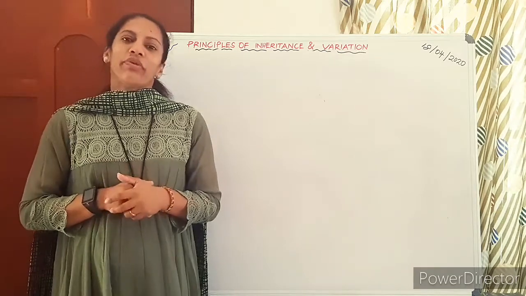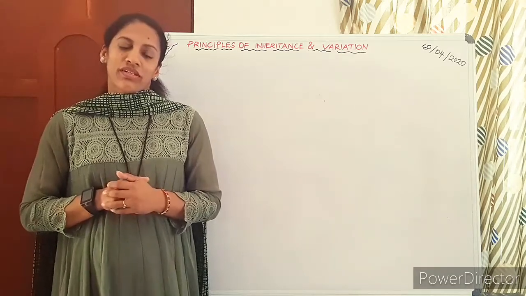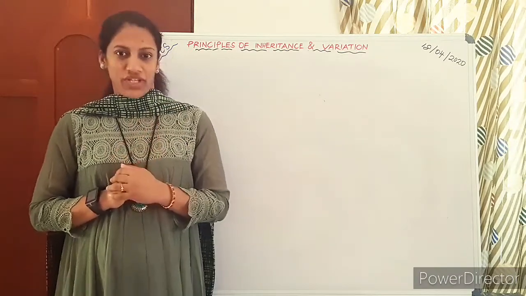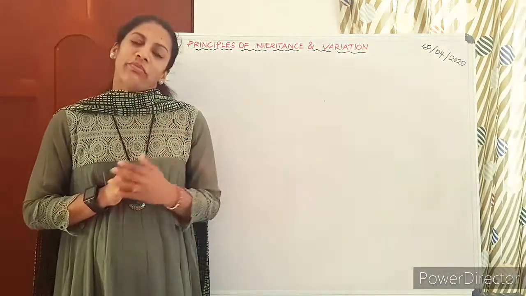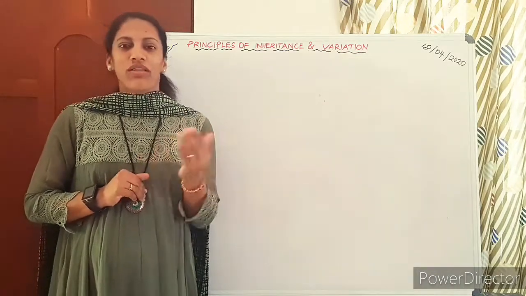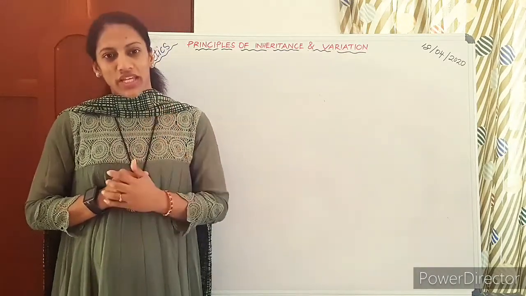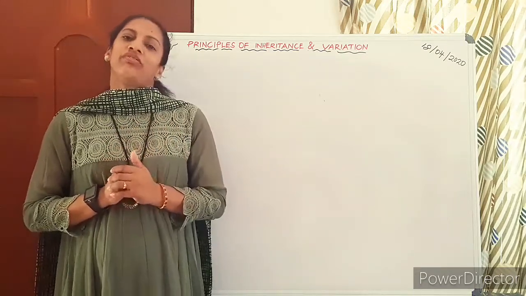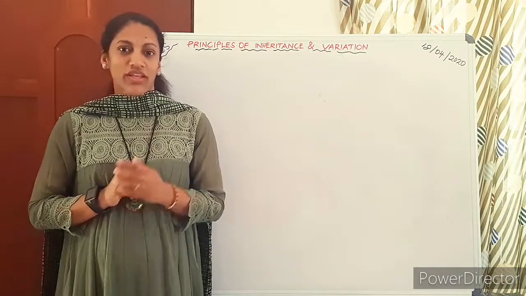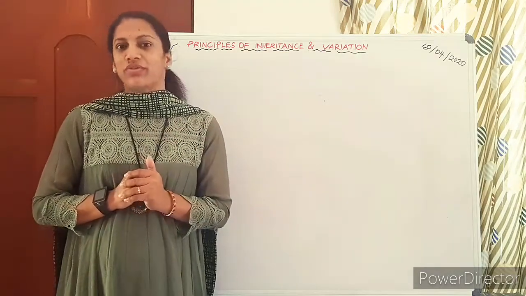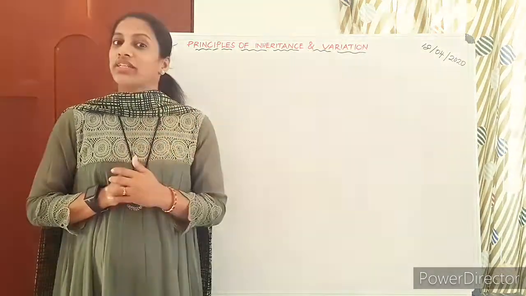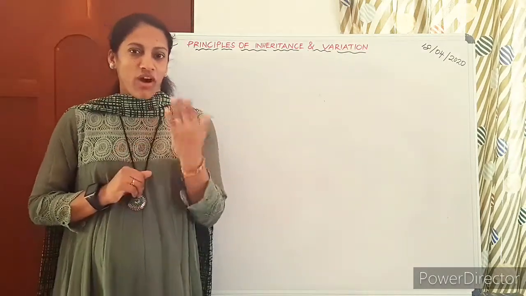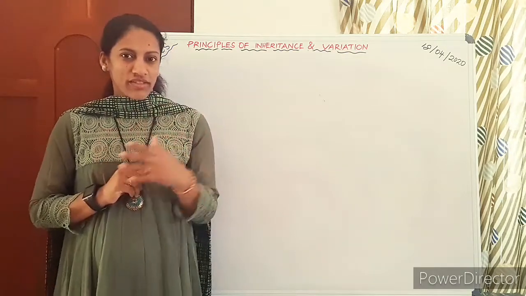A monohybrid cross is a cross conducted to study the inheritance of a single gene. And in Mendel's monohybrid cross, tall versus dwarf, you have seen that in the F1 generation all of them were tall, and in the F2 the phenotypic ratio was 3:1 and the genotypic ratio 1:2:1. And you have already understood the concept of dominant, recessive, homozygous, heterozygous, all these things.